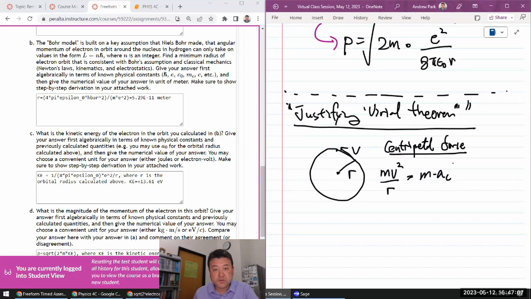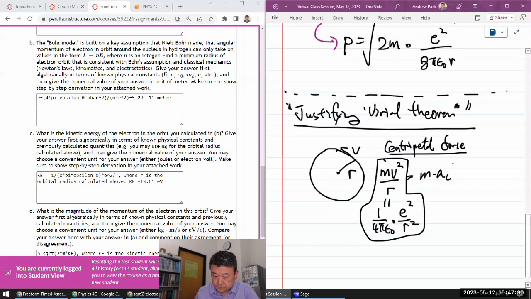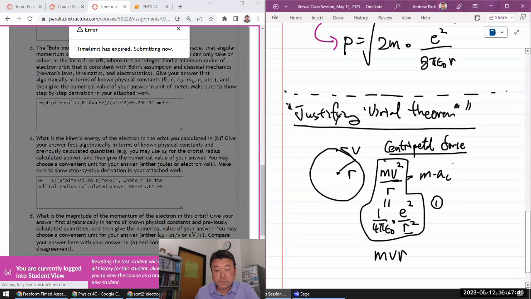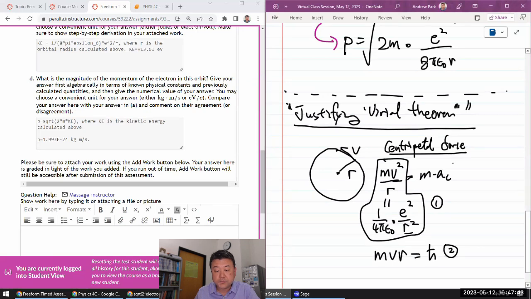And in the case of the hydrogen atom, this centripetal force is given by the electrostatic force, 1 over 4 pi epsilon naught times the product of charges divided by r squared. Yeah, that's what I should have done. So this is one equation involving r and v, and I had that other equation involving r and v: mvr, the angular momentum, is equal to h bar over 2.